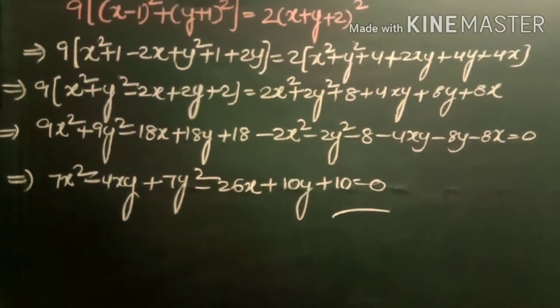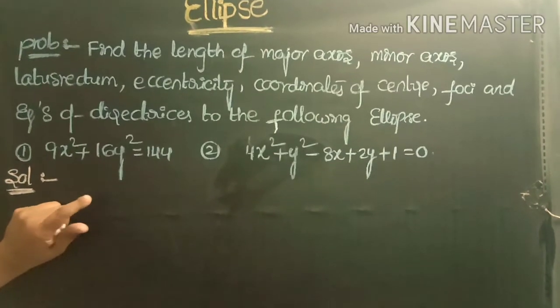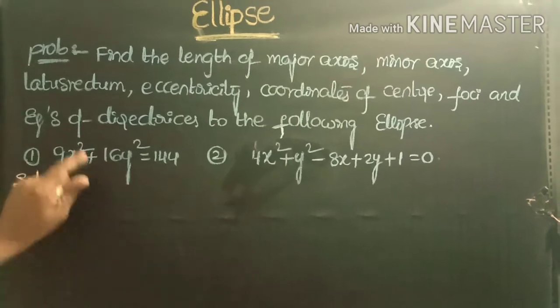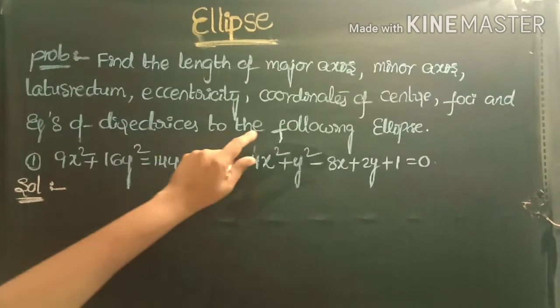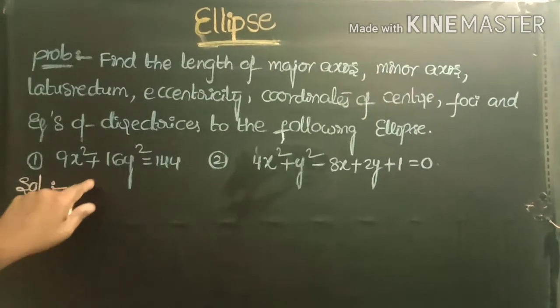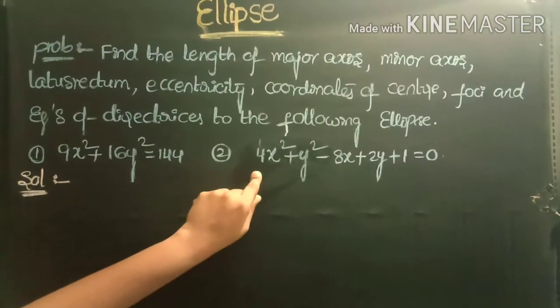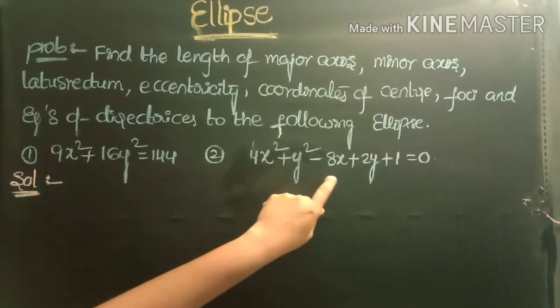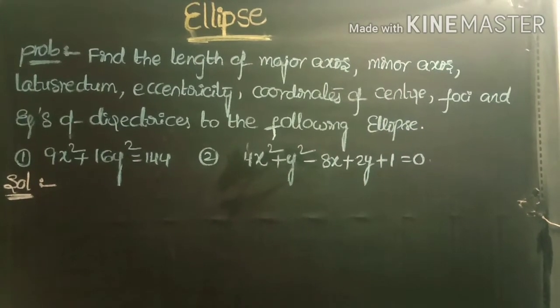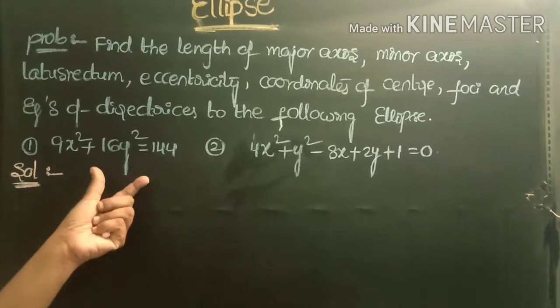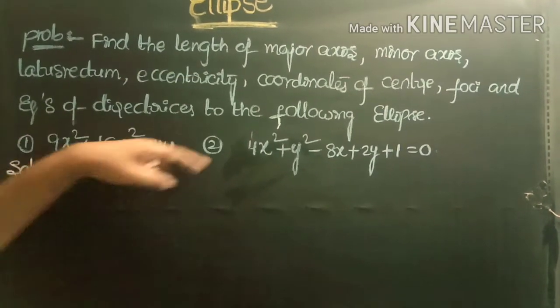This is the equation of the ellipse. Find the length of the major axis, minor axis, latus rectum, eccentricity, coordinates of center, foci and equations of directrices to the following ellipse. The first problem is 9x² + 16y² = 144. And the second problem is 4x² + y² − 8x + 2y + 1 = 0. Now here two ellipse equations are given, and we want to find all these values for each of the ellipses.